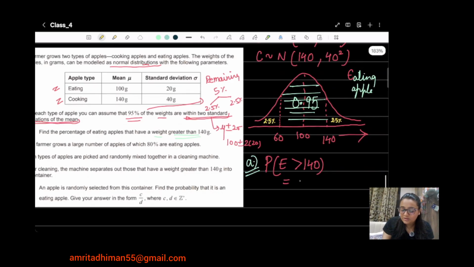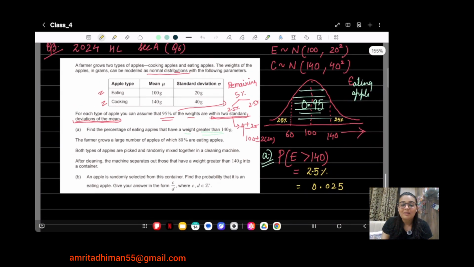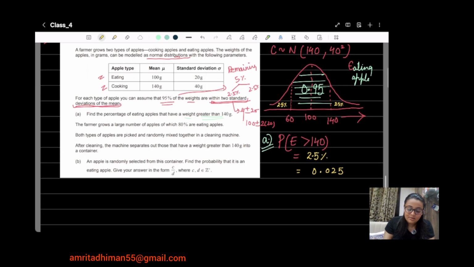So the answer for this is 2.5%, right? Or I can write the probability is 0.025, right? So this first part is a 1 mark question, and it is very easy to understand with the help of this diagram. Okay, you only need to understand within 2 standard deviation of the mean, they are talking about mu plus minus 2 sigma. If it is written that within 1 standard deviation of the mean, that means mu plus minus sigma. Okay, now we will move towards the B part.